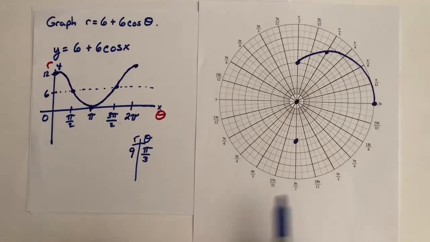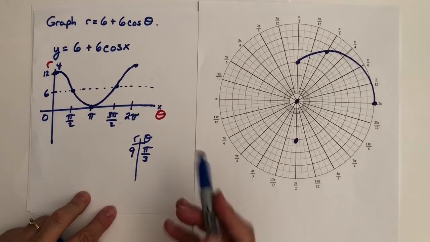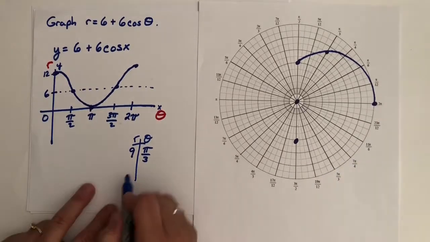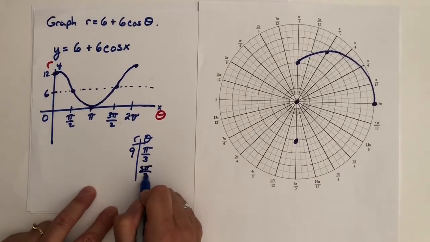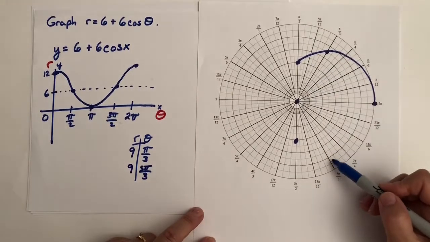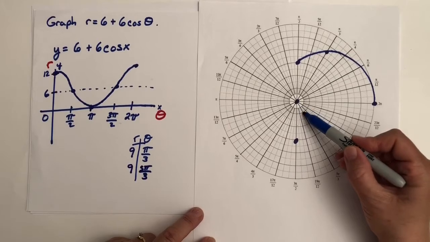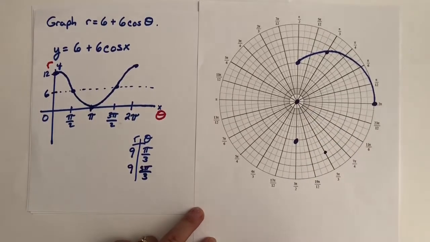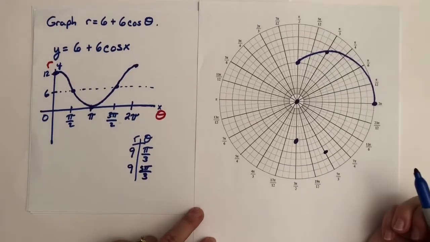But because we know about the cosine function, we can easily put in 5 pi over 3 as well. You know 5 pi over 3 would also give us that value of 9. So let's put that in at 5 pi over 3, 9: 2, 4, 6, 8, 9 right here. Might as well put that point in.